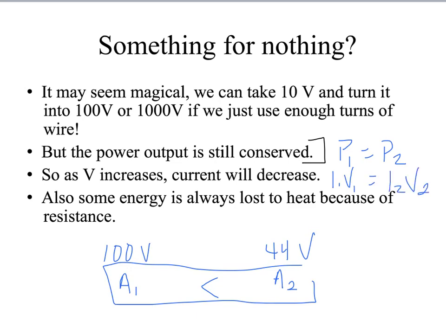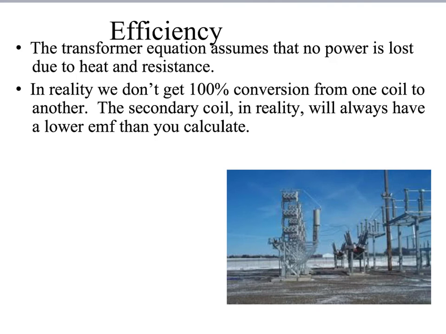Also, some energy is always lost to heat because of resistance. So that means that this transformer equation tells us at the very best we could get these 44 volts out of it. But the reality is, because we're losing some energy to resistance, it might actually be like 43 or 42. So the transformer equation assumes no power is lost, but in reality we don't get 100% conversion. The secondary coil in reality will always have a lower EMF than what you can calculate.